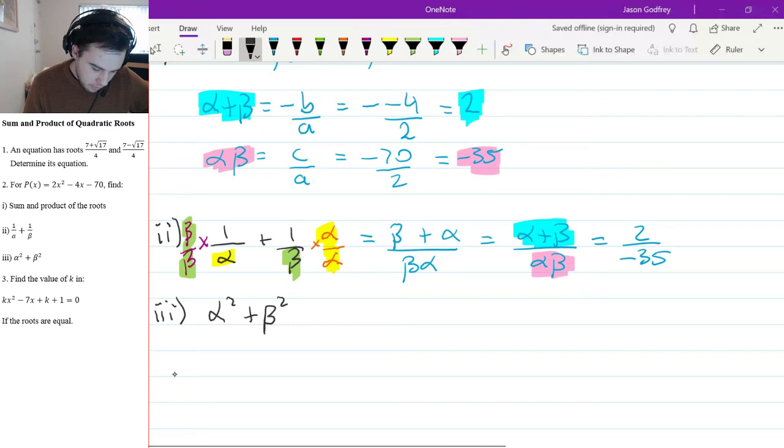So we want alpha squared plus beta squared. So again, we don't know alpha by itself, so therefore we don't know alpha squared. We don't know beta by itself, so we don't know beta squared.